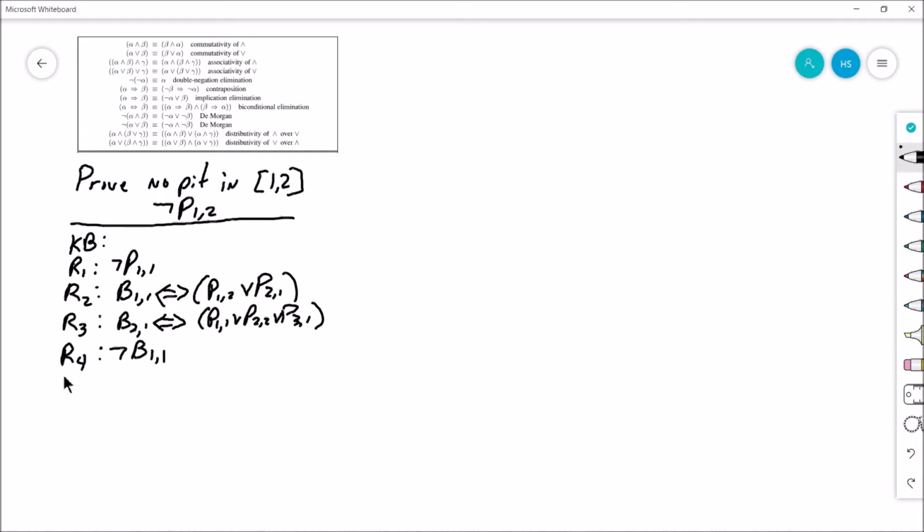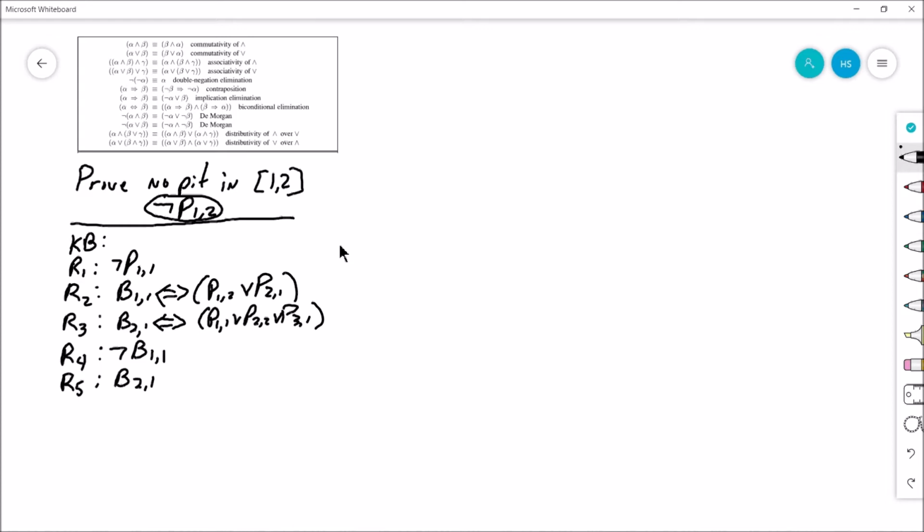And another sentence was that there was a breeze in 2,1 that was detected. Okay, so based off of that starting set of sentences, we can go through and start applying some of these logical inference rules, some of these equivalencies, to try to get to our goal, which is no pit in 1,2.